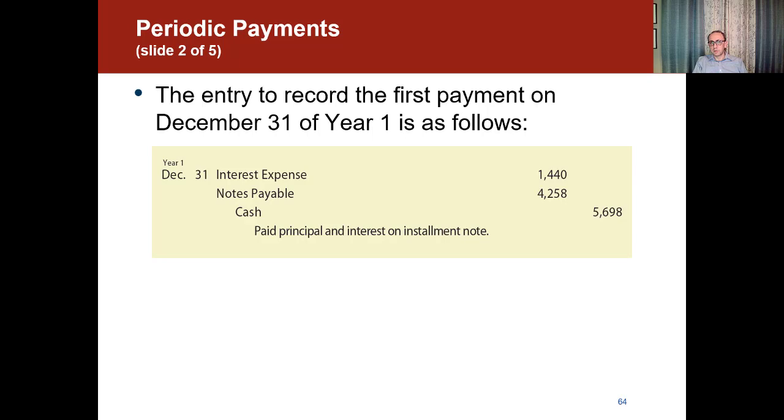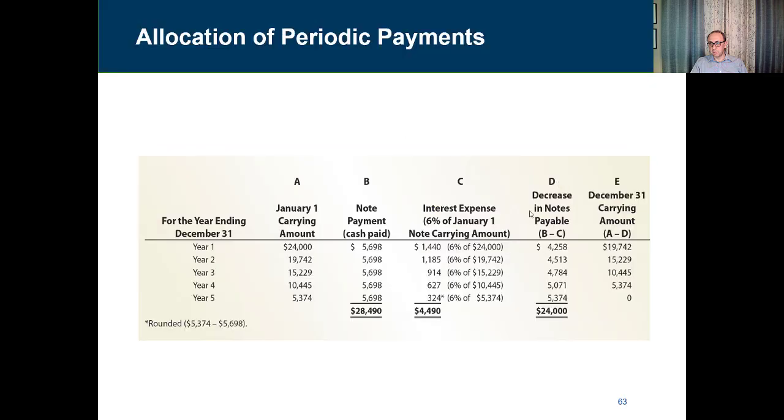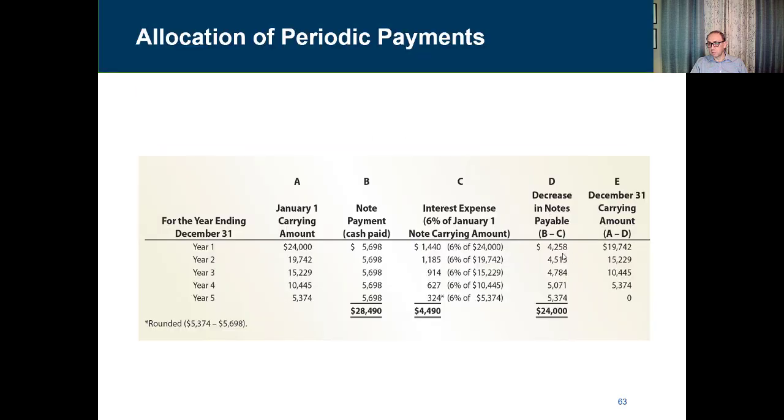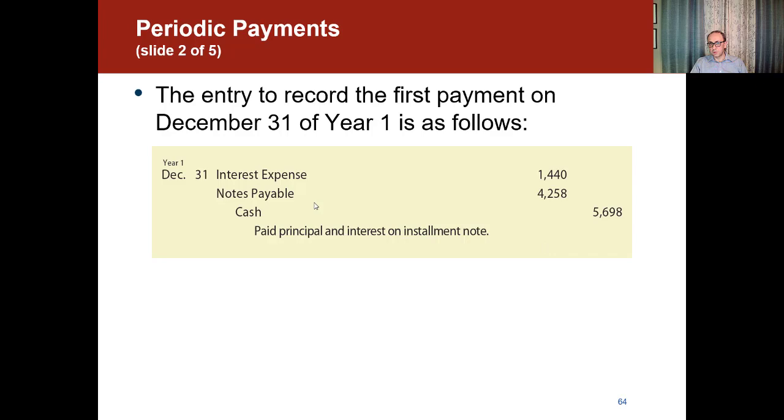So let's see how the journal entry would look like. And here we're looking at year 1. The entry to record the first payment on December 31st of year 1 would be as follows. We're going to credit the cash, and I'm starting with the cash because that's easy to remember. We make the equal payment every single year. So cash, we have $5,698. And then we have the interest expense, the $1,440. If I go back to our table, you can see that the amount of interest expense was $1,440. Expense is always on the debit side, so we have interest expense on the debit for $1,440. And then we have the reduction in the notes payable by $4,258. And again, we got this from column D, $4,258, which is the amount of reduction in the principal of the note. So that's for year 1.